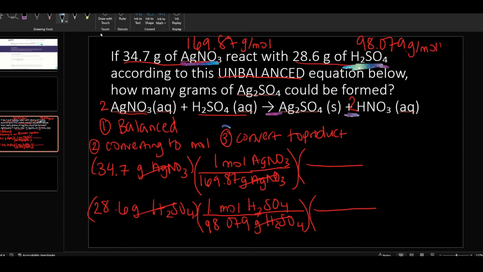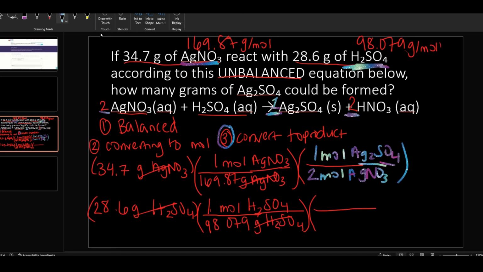So that's our step 3, and I'm going to circle it so you know what this next step is. So I'm going to go ahead and convert just to silver sulfate, just to be simple. So the ratio is that for every 2 moles of AgNO3, I have 1 mole of Ag2SO4 formed. So that's what I'm going to write here. 2 moles of AgNO3, I have 1 mole of Ag2SO4.